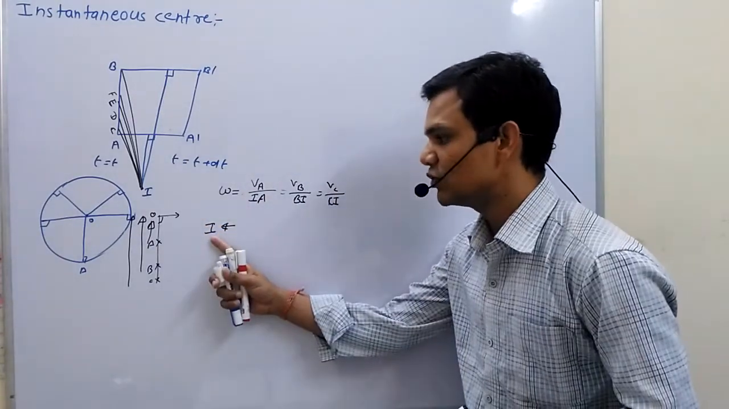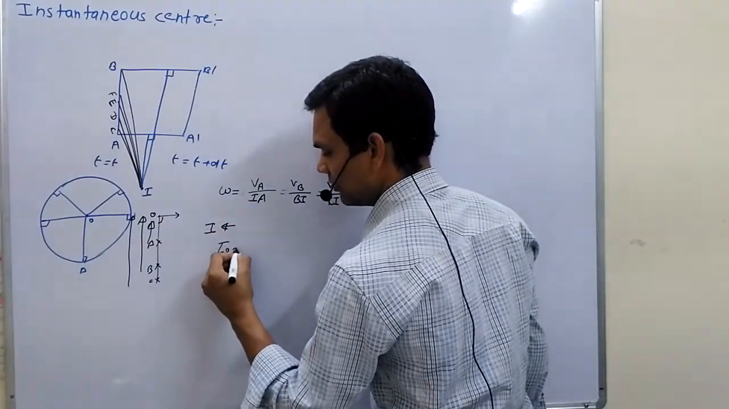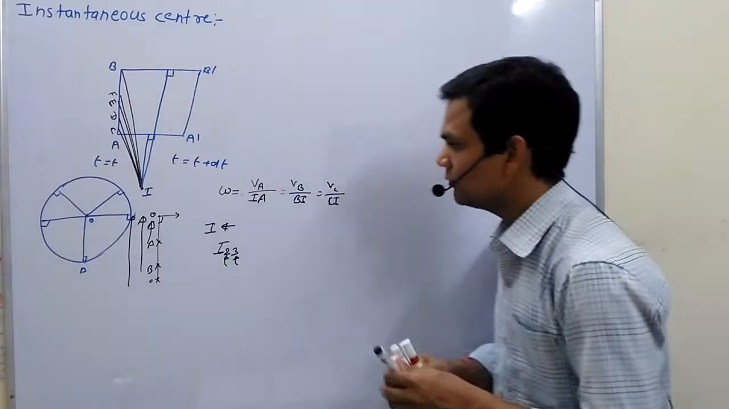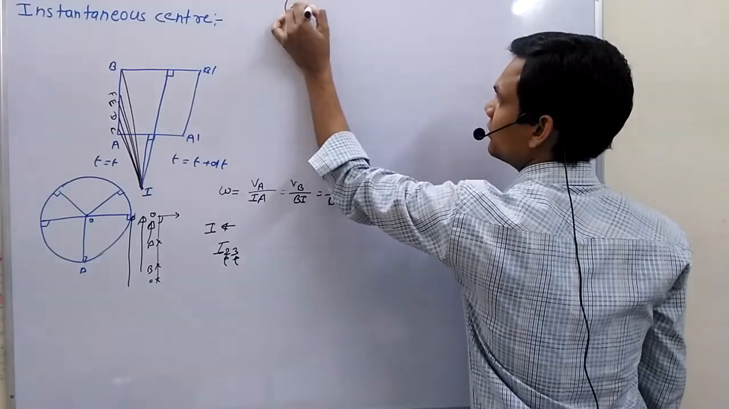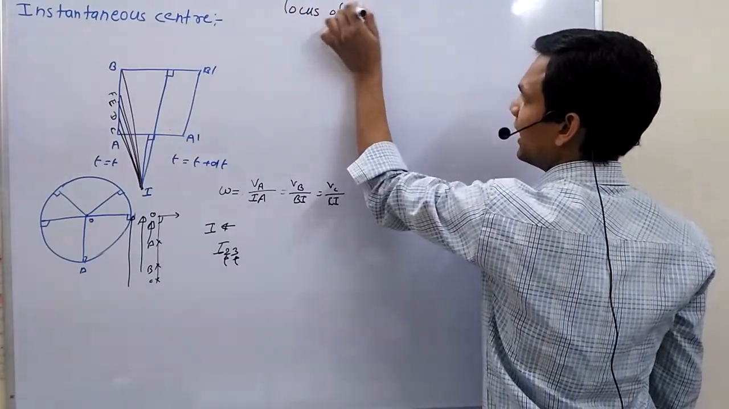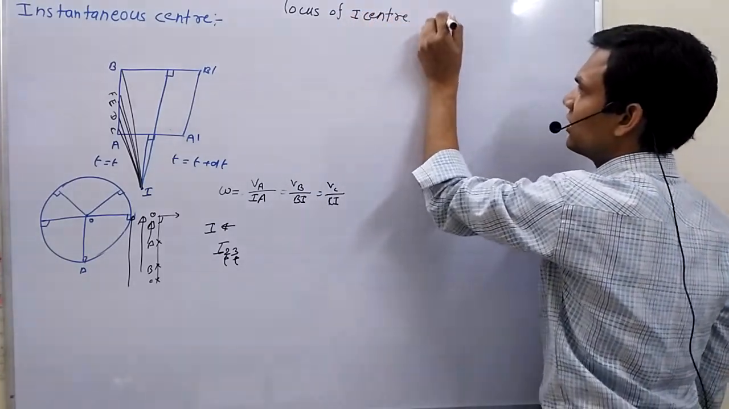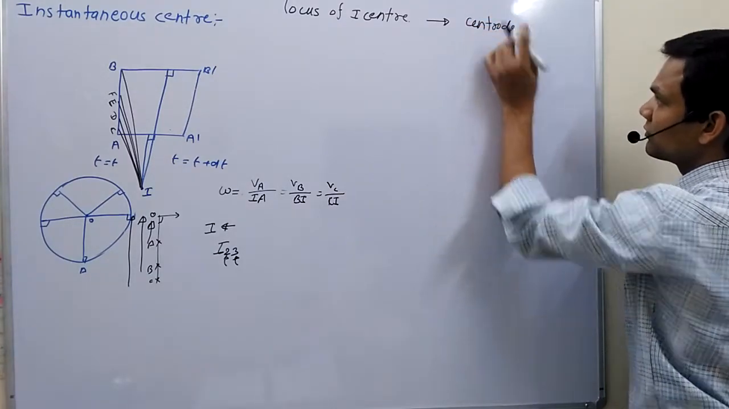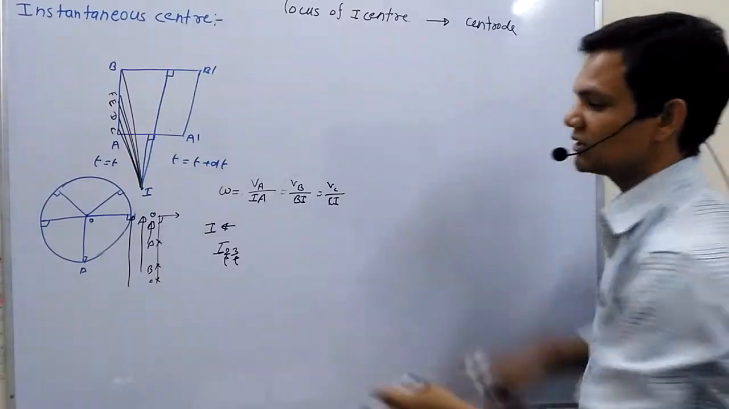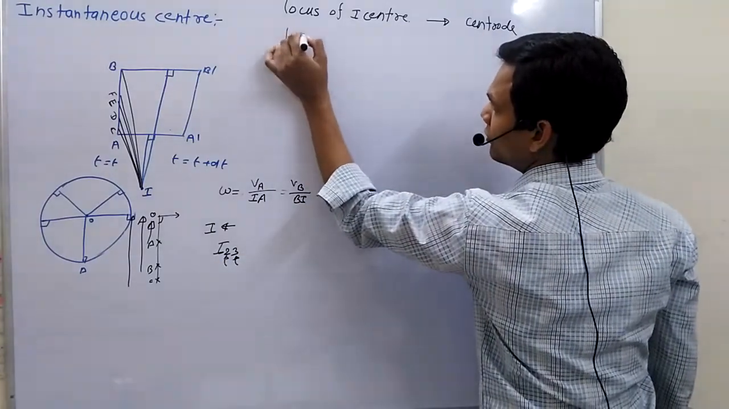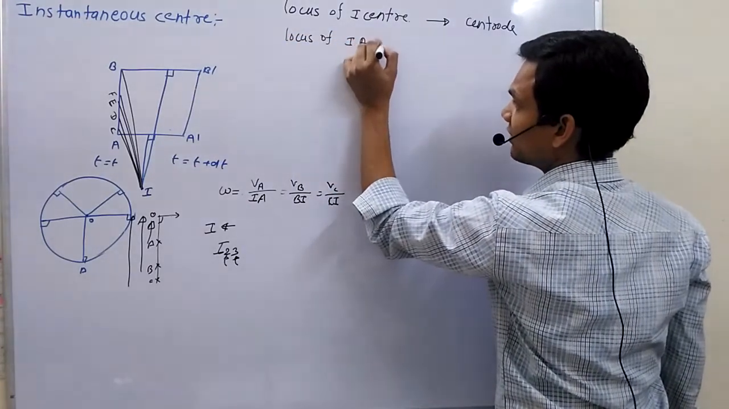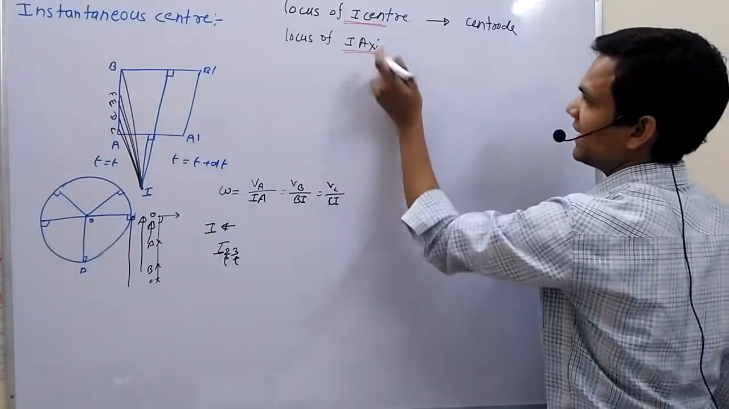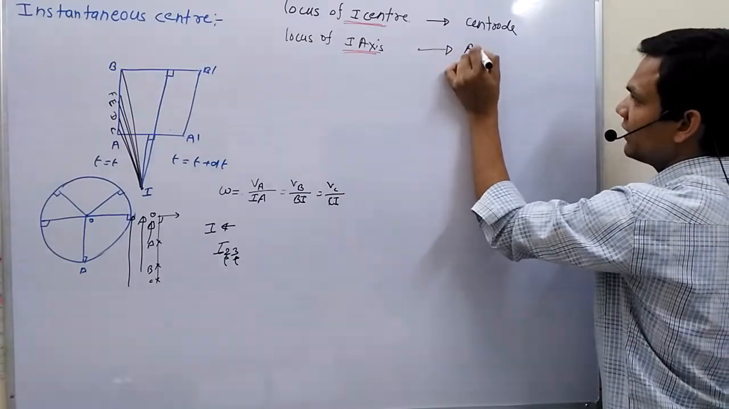I is defined for the relative motion between two links. Suppose, for example, I define it for the relative motion between link 2 and link 3. Now if I take another point, the locus of the I center for relative motion between two links is known as the centrode. What is centrode? This is centrode. The locus of I center for relative motion between two links is known as centrode. The locus of I axis, I mention here center, here axis. The locus of I axis for relative motion between two links is known as axode.